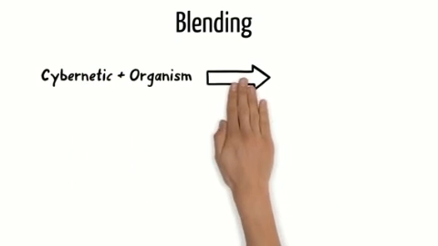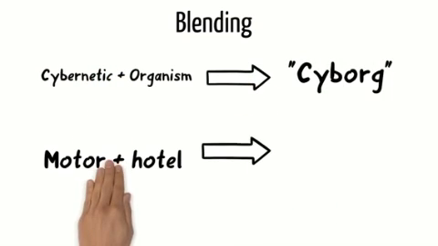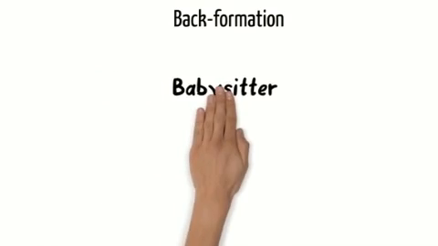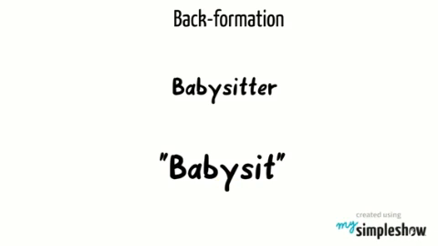Blending is the word formation process in which parts of 2 or more words combine to create a new word. For example, cybernetic plus organism equals cyborg, motor plus hotel equals motel. Back formation is the process of forming a new word by removing affixes from another word, basically making a long word short. For example, babysitter, babysit.